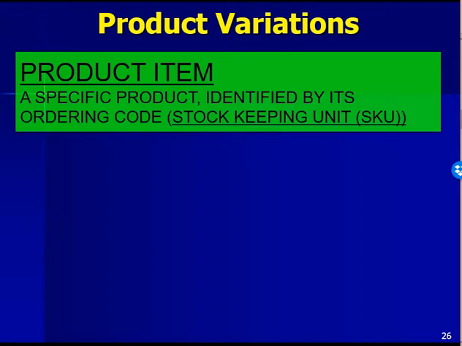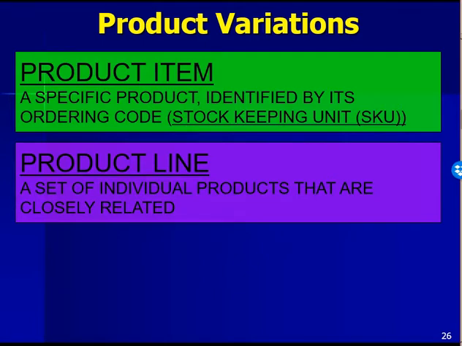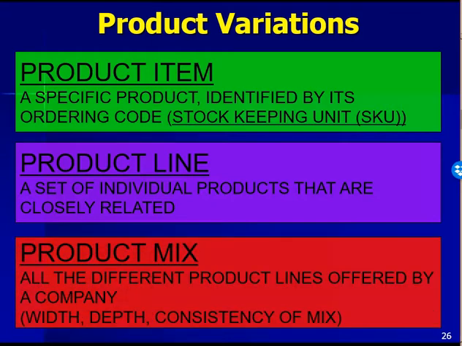Now we're going to talk about product variations. A product item is an individual product identified by its SKU or stock keeping unit. A product line is a set of individual products that are closely related. And finally, we have the product mix, which is all of the different product lines offered by a company. And the book talks about the difference between product width versus product depth and product consistency. We'll discuss a few of those.